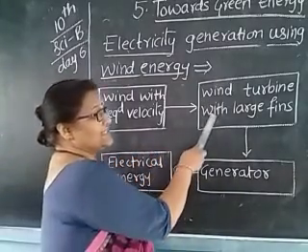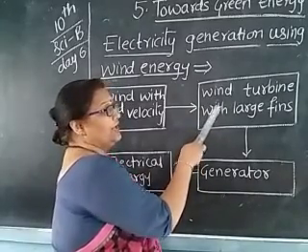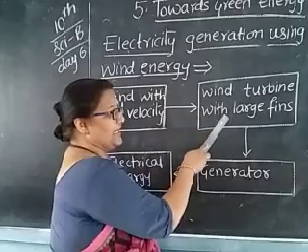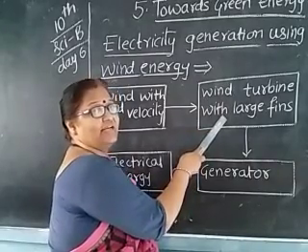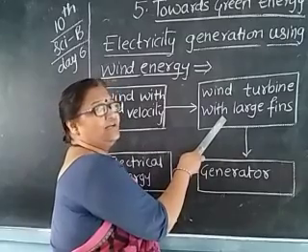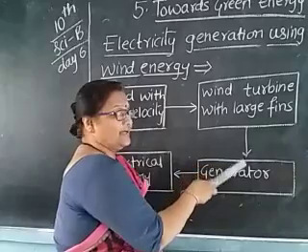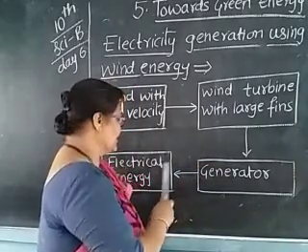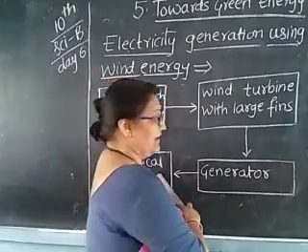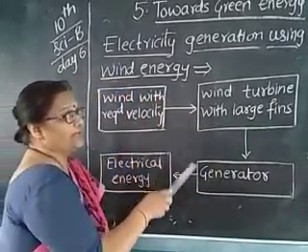As these turbines are flowed with the wind, what happens? This turbine rotates. It has very large blades, or you can say very large fins, and it rotates suddenly. After that they are connected to the generator. The generator here produces the electrical energy. This is the flow chart of the wind energy.